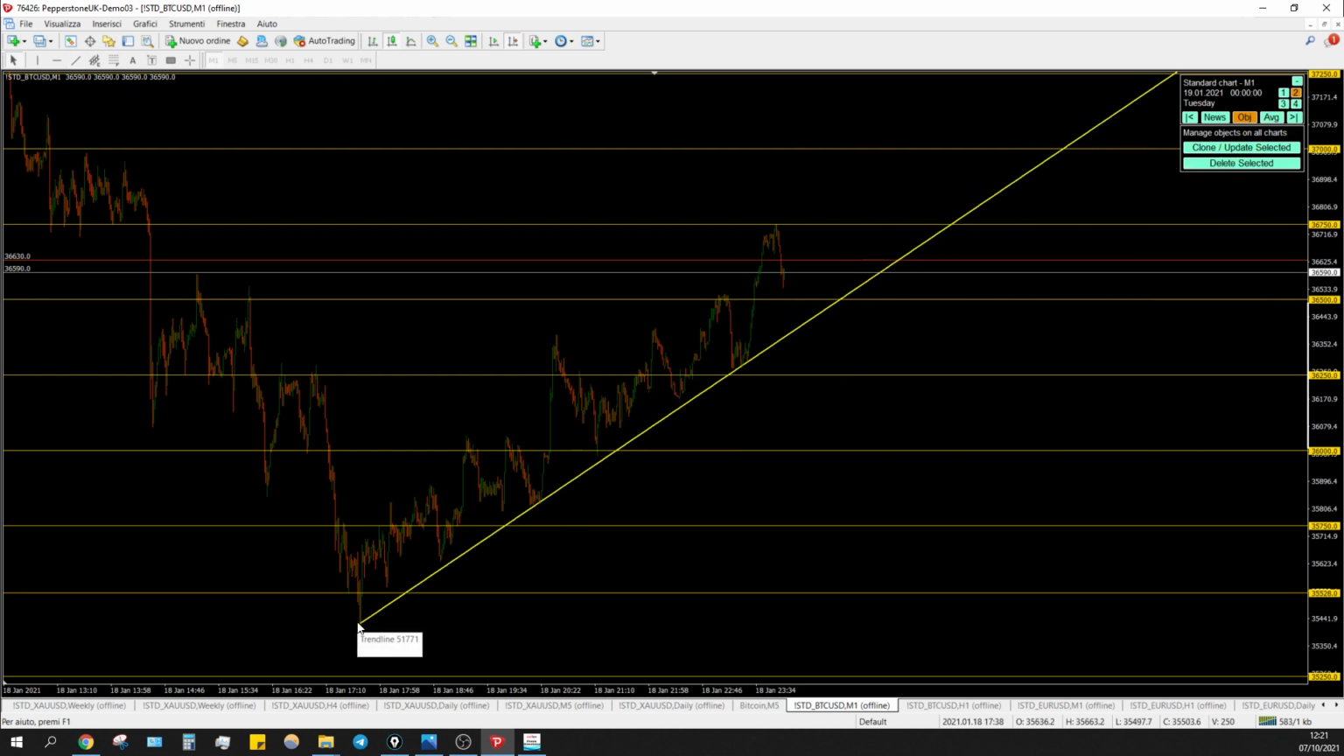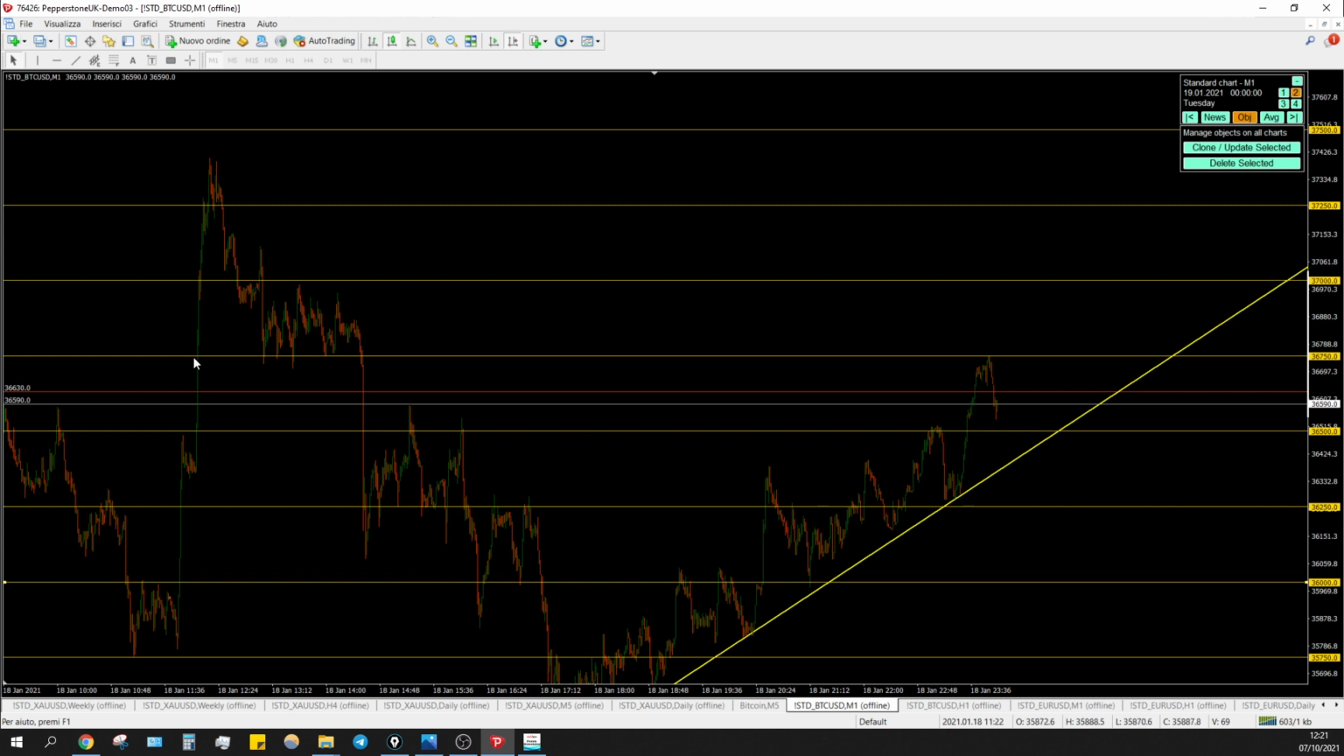Very neat trend line, as you can see. Very bullish in the last few hours. We have this huge PSA where we got the first reaction. This is the second one. Of course, this is 25 pips.